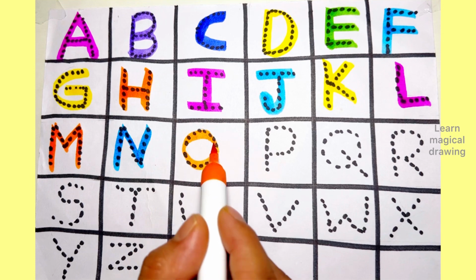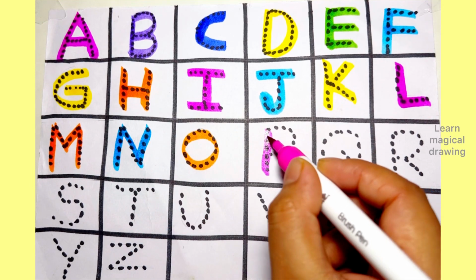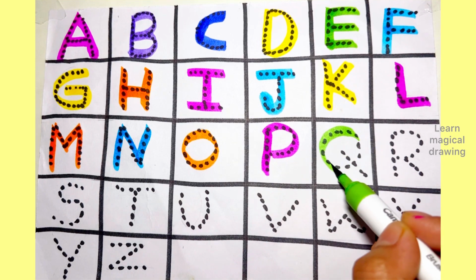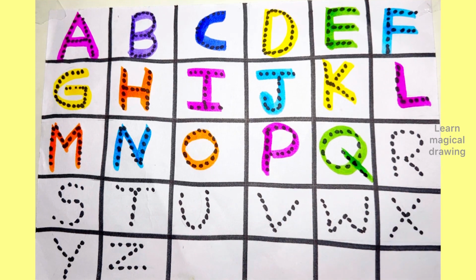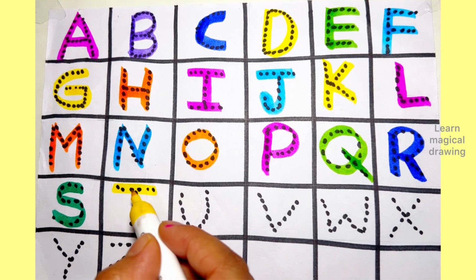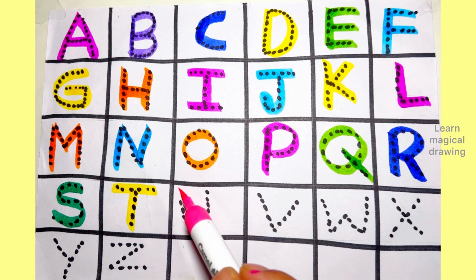O for orange. P for pumpkin. Q for queen. R for rainbow. S for sunflower. T for tiger.